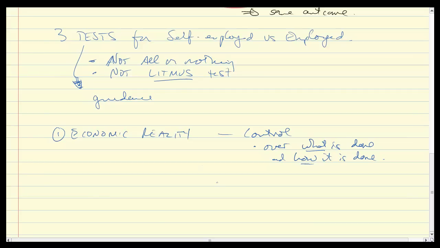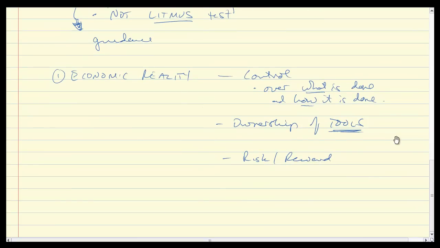The second one is ownership of tools. So you have to identify what the tools are. This is the key: what are the tools and who owns them? If ACO owns all of the tools that the worker is using to do what he's been hired to do, then he looks more like an employee than a contractor. And then the last one is the risk-reward continuum. So who's bearing the risk? It is often called chance of profit, risk of loss. Who bears that? If ACO bears it all, then the person looks like an employee.